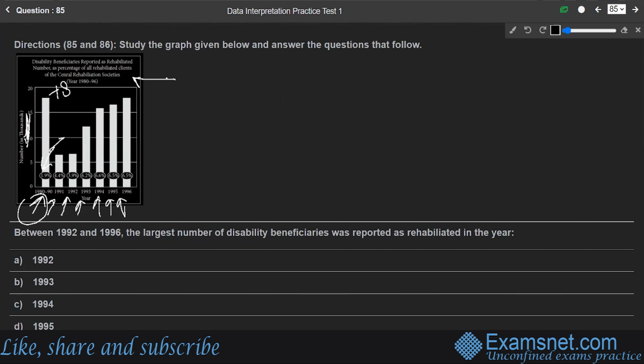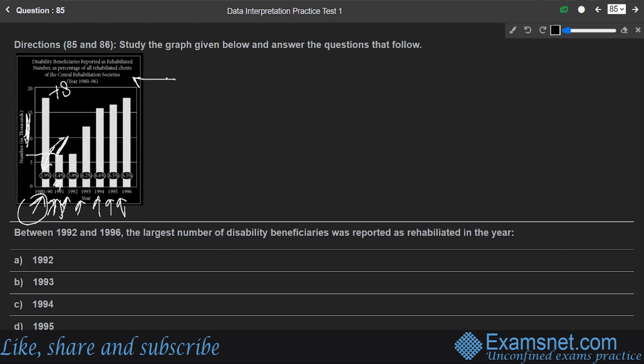Now, similarly, what does this 4.4% represent in the year 1991? The total value here is just above 5 and very much lesser than 10, so let us take this as somewhere around 7. So out of the total 7,000 disability beneficiaries reported, 4.4% of that have been rehabilitated. This is how the data is provided. So let us see the questions and try to solve them.